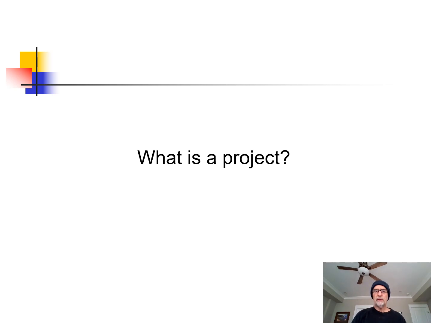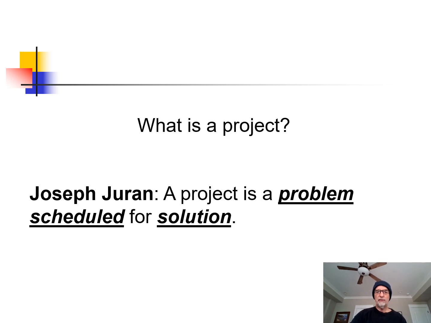Okay, so the next thing is what is a project? Well, a project is something that is desired because either something doesn't exist or it doesn't work the way that you want it to work. So a good definition of a project that I like comes from the consultant Joseph Juran, and he says that a project is a problem scheduled for solution. So let's break this definition down.